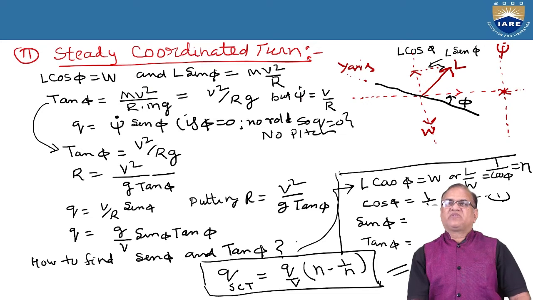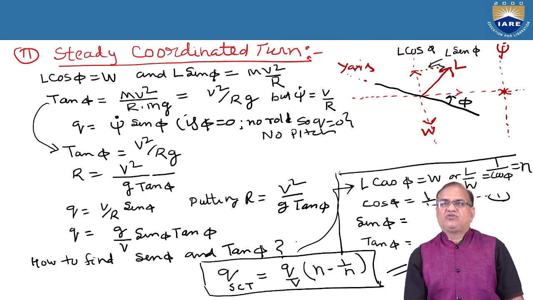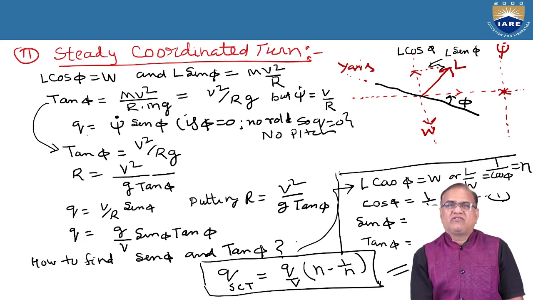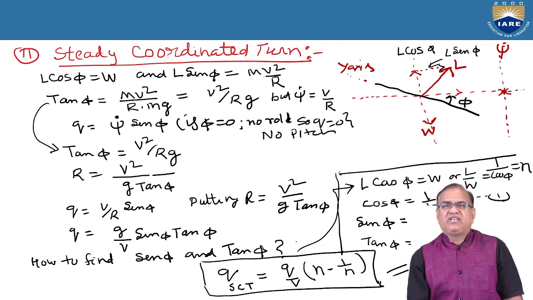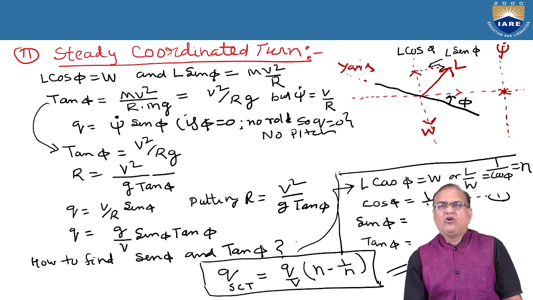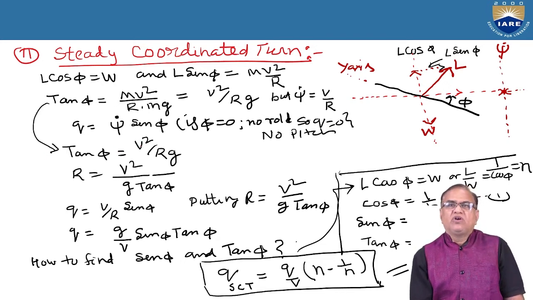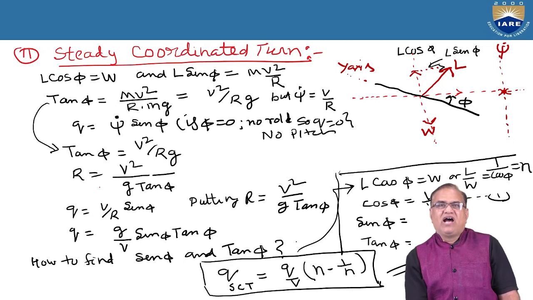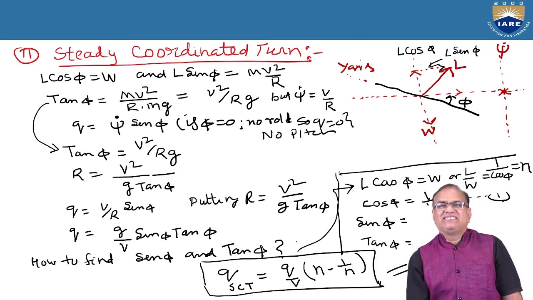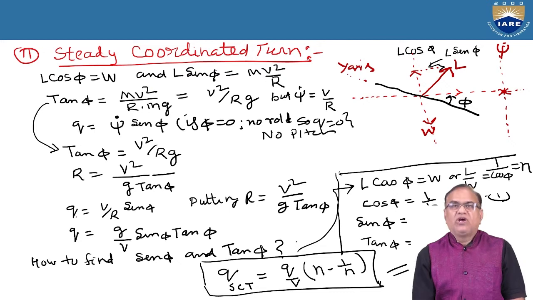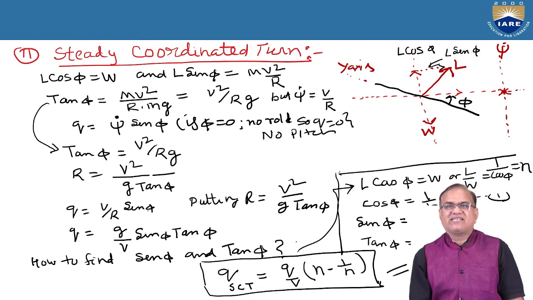But we know that psi dot is equal to v by r. It is a pitch rate. Okay, psi dot is equal to v by r. So we know that q is equal to psi dot sin phi, and if phi is equal to 0, no roll, then q is equal to 0, no pitch. So here tan phi is equal to v square by rg, or r is equal to v square by g tan phi. We know that q is equal to v by r sin phi.